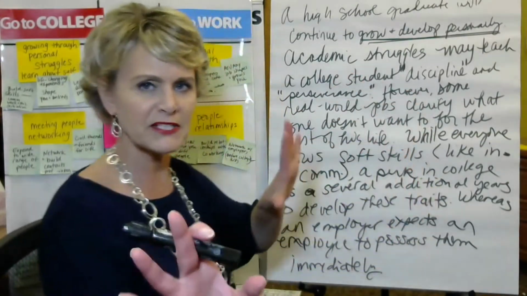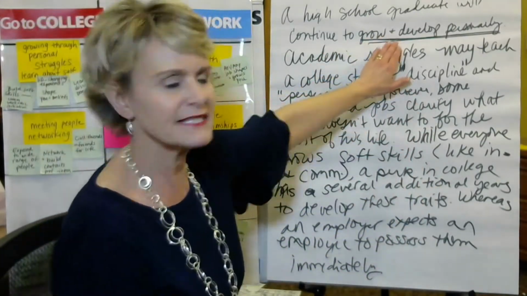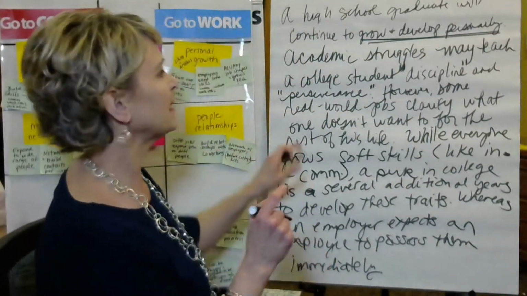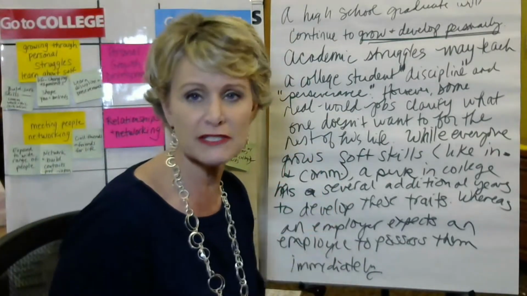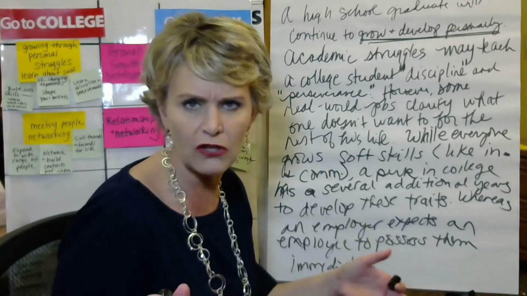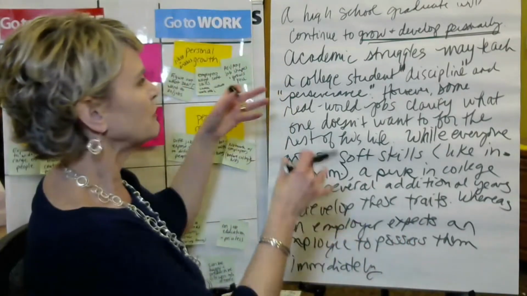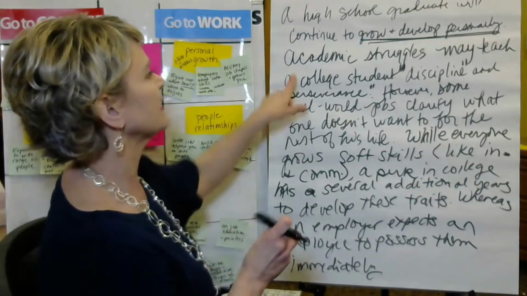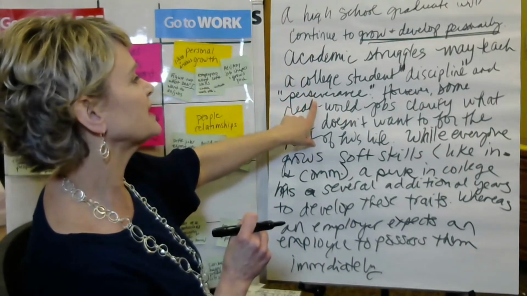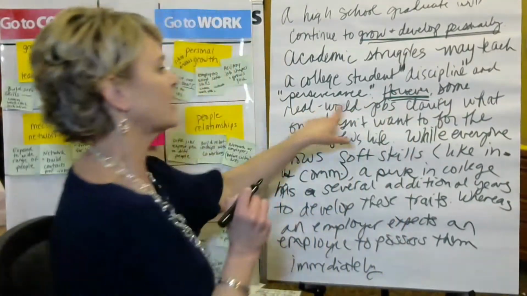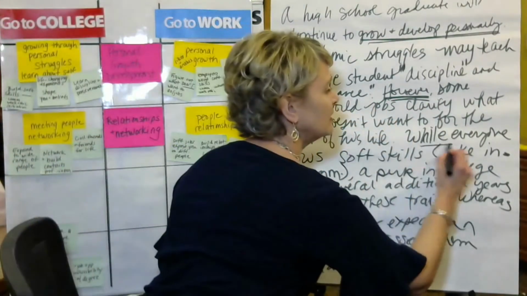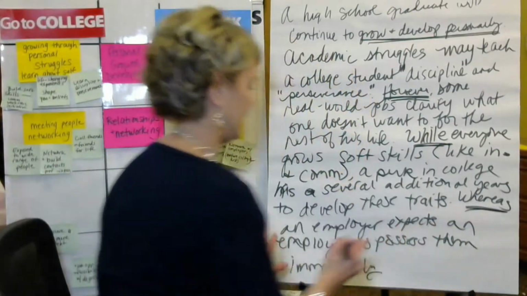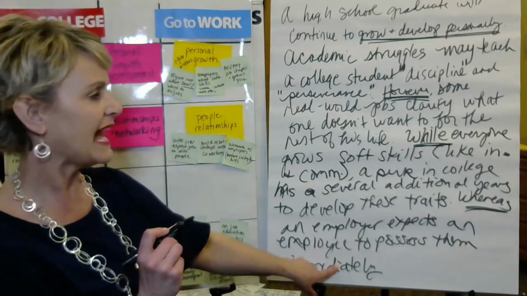Okay, before I stop, let's point out a few things. I have my topic sentence based on my category. Now let's also look at some of my transition words, because good writers don't just say and, also, so. We transition to show when things go together and when things are different or contrasting. Academic struggles may teach a college student discipline, however, some real world jobs, while everyone is doing this, whereas an employer expects that. You see my transitions?